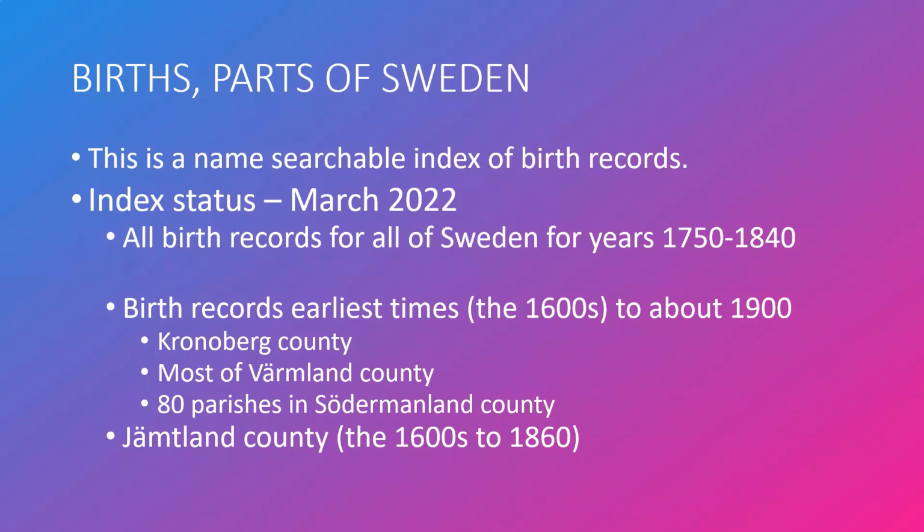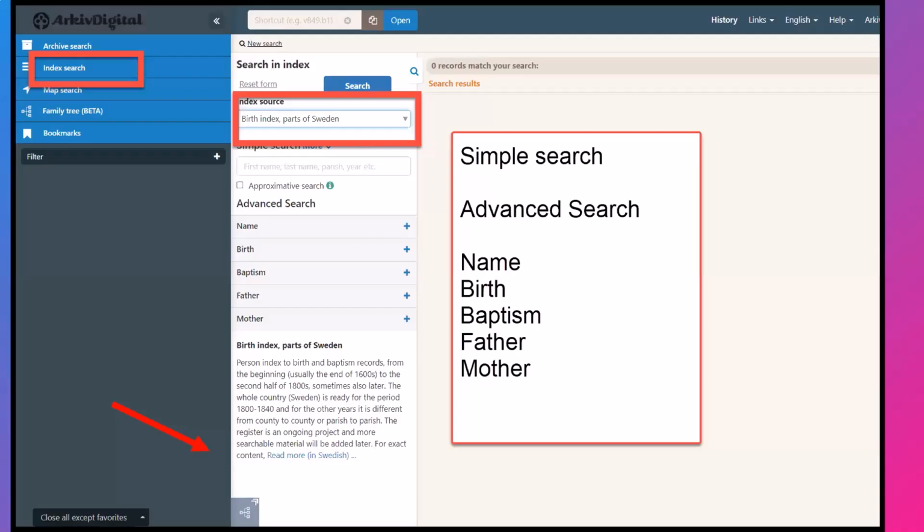We also have the birth records from the earliest times of 1600s to about 1900 for all the parishes within Kronoberg, most of Värmland, and then 80 parishes in Södermanland. And then in Jämtland from the 1600s to 1860, and there's also additional parishes that have been indexed, which I'll show you how to check in a few minutes.